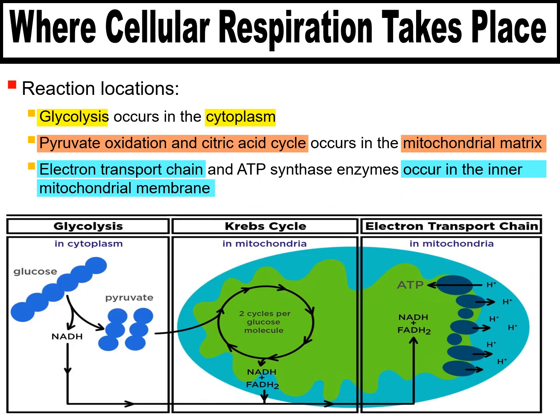Understanding the location of where cellular respiration takes place is important. Here, we are reminded that in humans, glycolysis takes place in the cytoplasm, the intermediate step takes place in the cytoplasm, the citric acid cycle, or Krebs cycle, takes place in the mitochondrial matrix, and oxidative phosphorylation takes place in the inner mitochondrial membrane. Understand the locations for Exam 3.